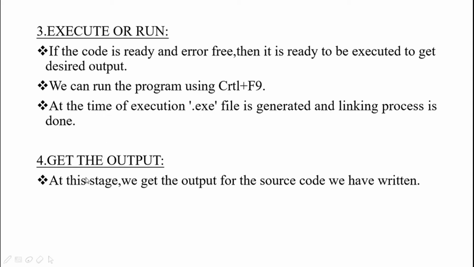The fourth step is get the output. At this stage, we get the output for the source code we have written. So at the last step, whenever we execute, we get the desired output. Suppose you have written the code for addition of two numbers. So the output will be the addition of two numbers.